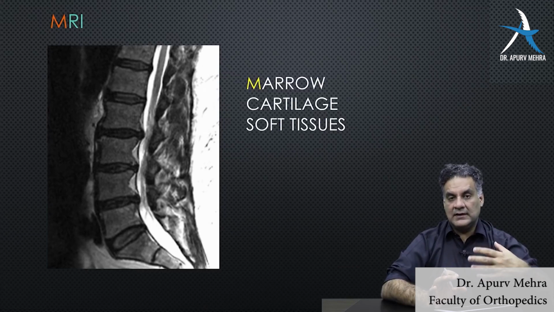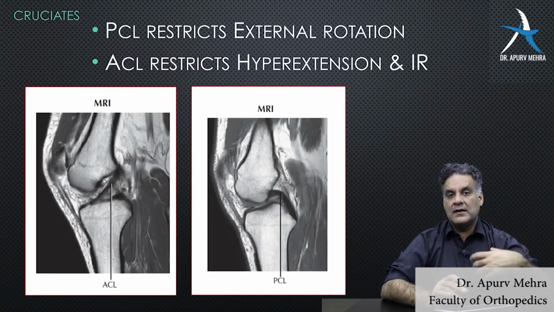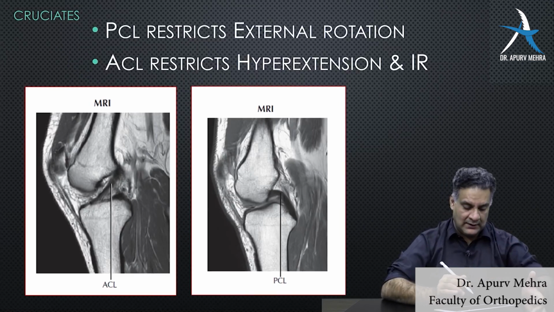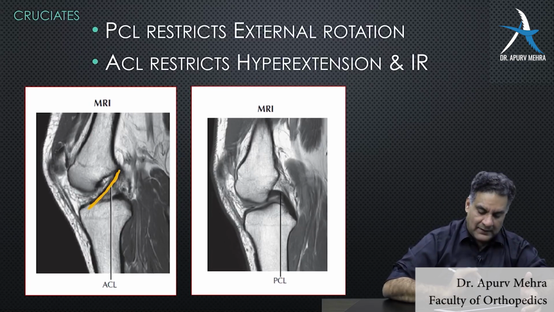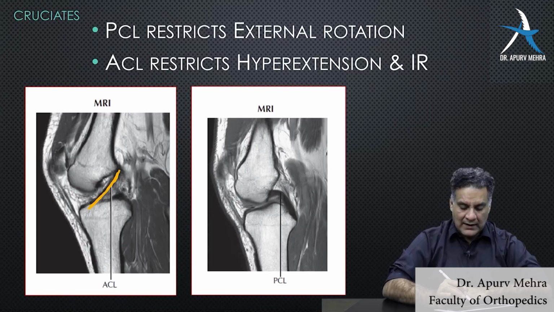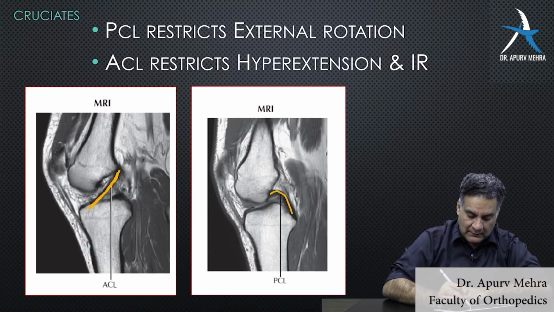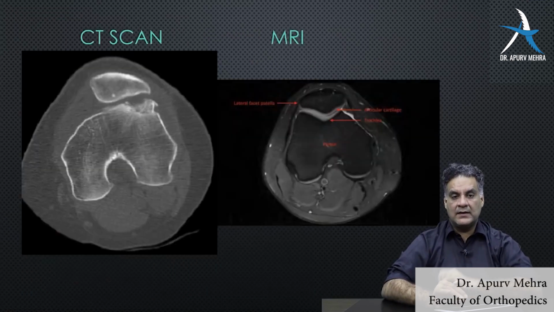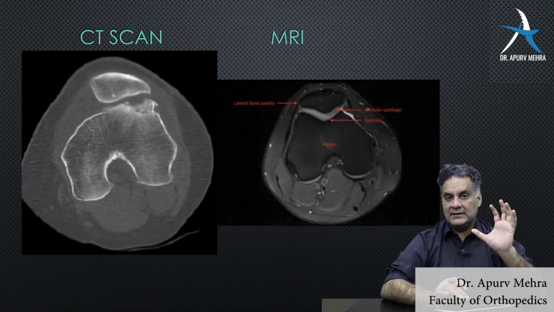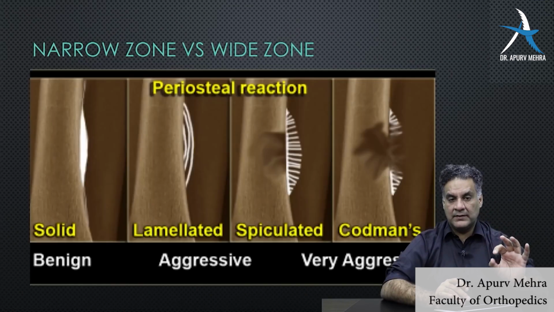Most of the diseases in orthopedics are in the marrow, so it's a good investigation to pick, most importantly, infections and tumors. Remember, when you do a sagittal cut of the knee MRI, you see 2 ligaments, one going anteriorly on the tibia, the ACL, which restricts the hyperextension and internal rotation of the knee, and the posterior most structure on the upper end tibia, the PCL, which restricts the external rotation. CT scan is white, MRI is dark, remember this.